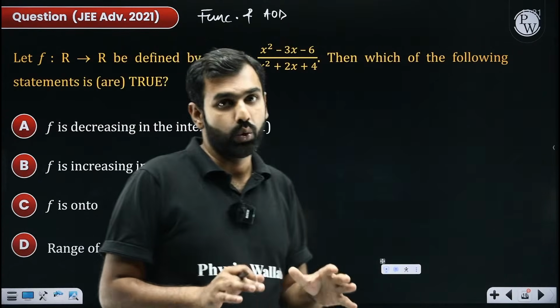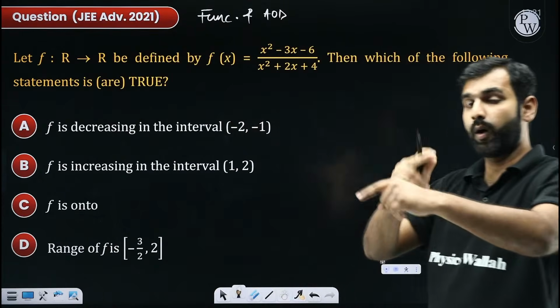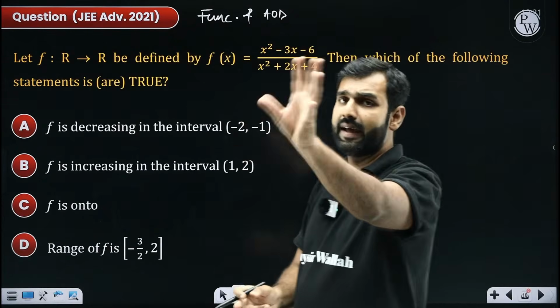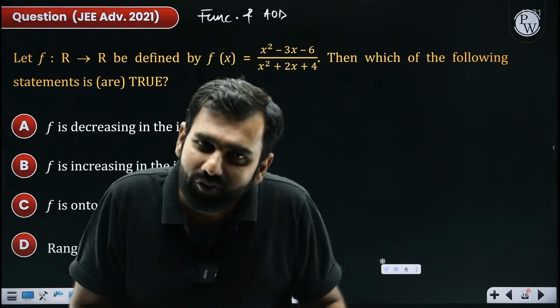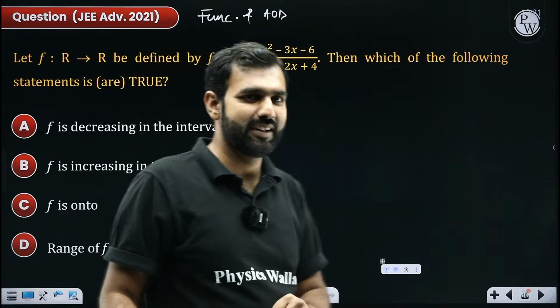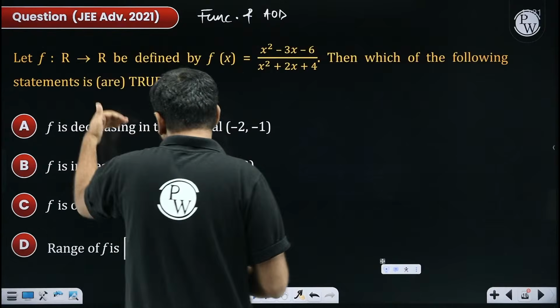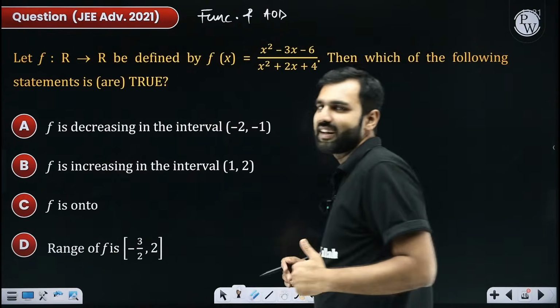So range, I think you know how to do. For range, you keep it equal to y, then you convert it into a quadratic, then you find its discriminant, and that's how you find its range. That's definitely a doable approach. But what if I suggest you something else? What is that something else? Let's talk about that. That is even more interesting. Let's pay attention to that part, because I need to make my comment on its increasing and decreasing nature as well.